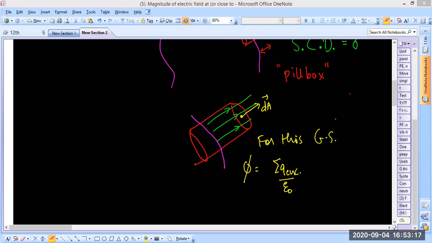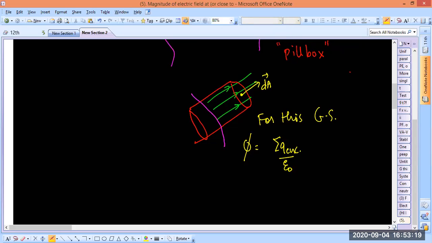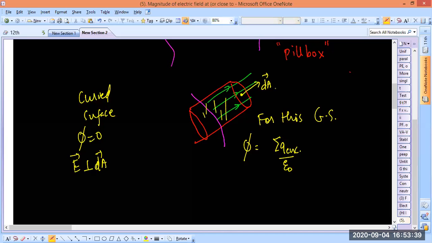But flux is, well, look here, for the curved surface, see where's the curved surface of this cylinder? Of course this one. For the curved surface flux is 0 because electric field is going to be perpendicular to that area vector, right? Not this one, let's call this dA1. I'm talking about the curved surface, all right? So let's call that curved surface 2. Did you understand this? I'm waiting for you.